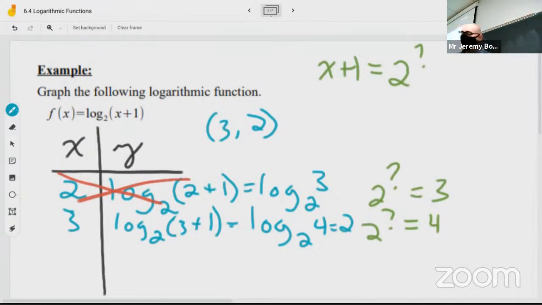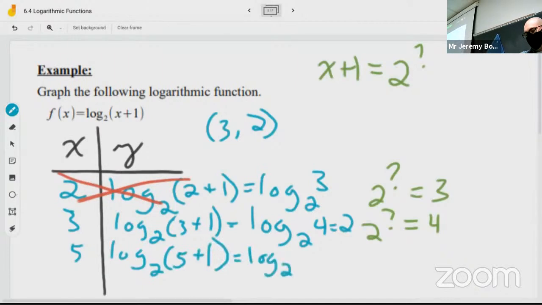Of course, I want more than 1 point, right? So what else can we use? Anybody got another one? 5? Let's try it. I don't know about 5. Let's see. So that's going to be log base 2 of 6. So can we raise 2 to some power and get a 6? I don't think that's going to work.